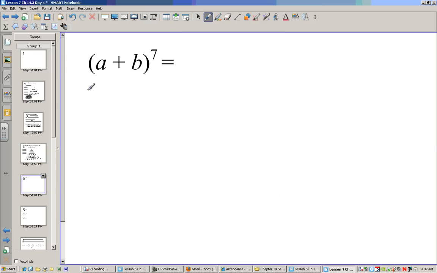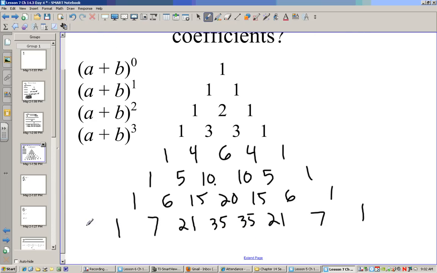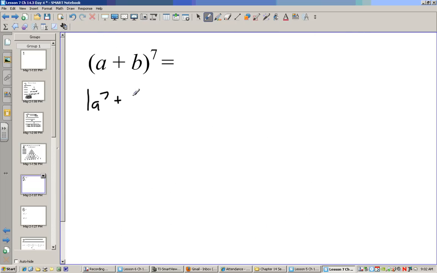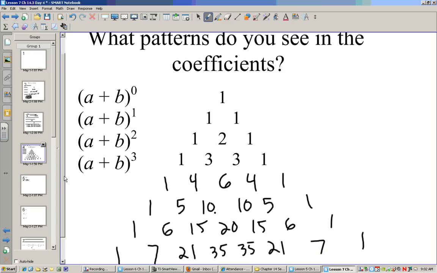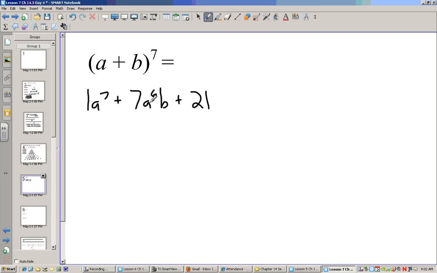So the first thing is we have 1a to the 7th. And we could say b to the 0, but that doesn't do much. Now our next term starts with a 7. So plus 7, the a reduces by 1, and the b increases by 1. So it's a to the 6, and this one would be b to the 1. Our next term is 21. So we'll have 21. The a decreases to 5. The b increases from 1 to 2.